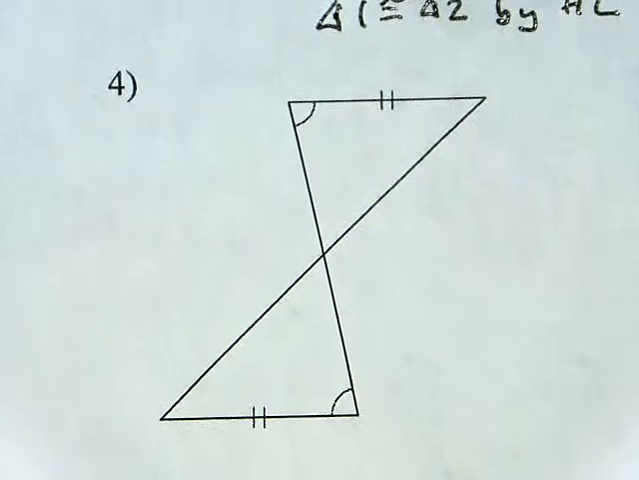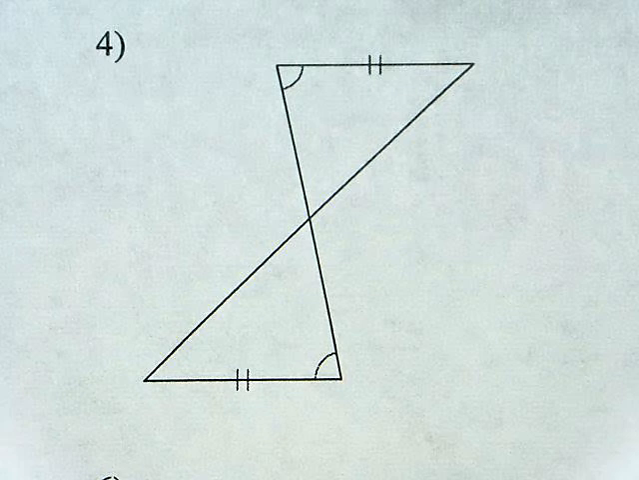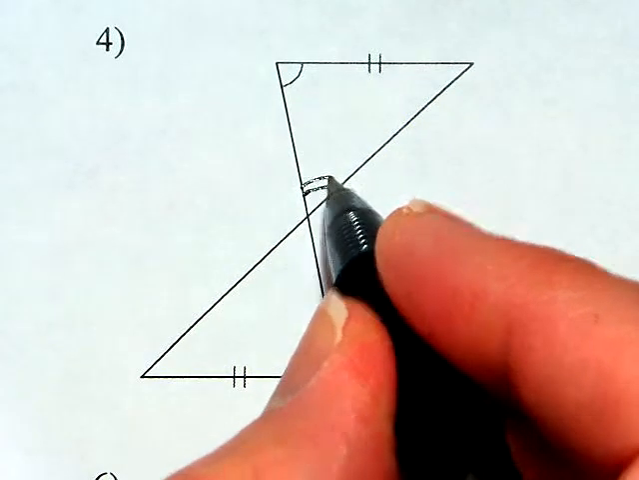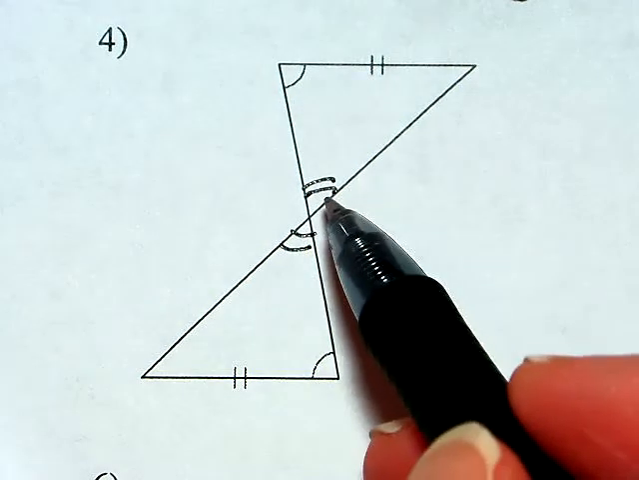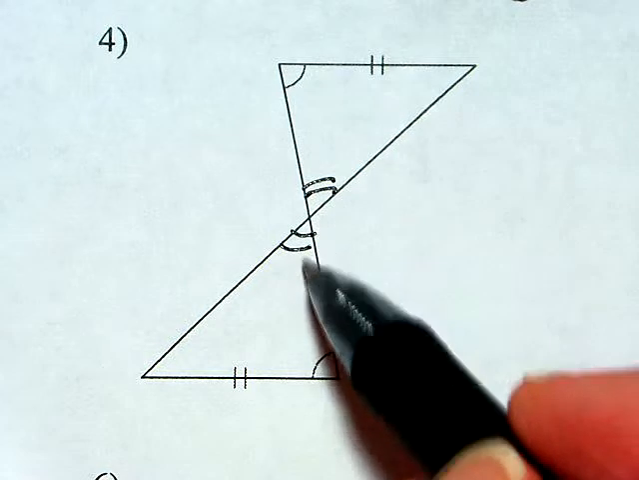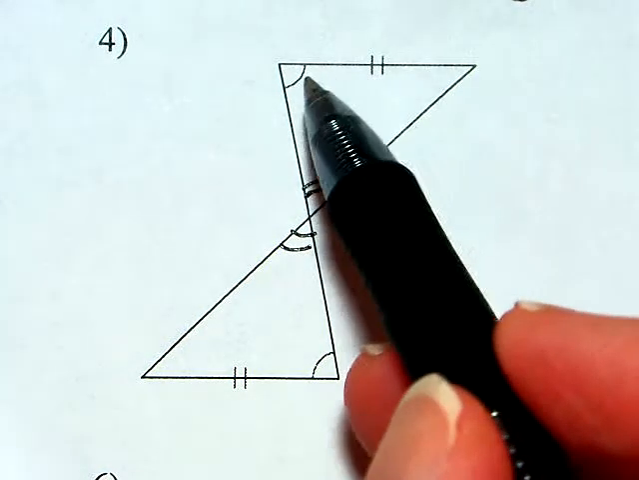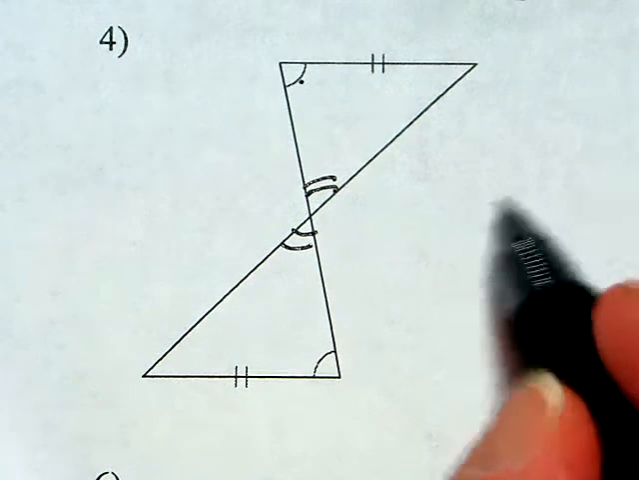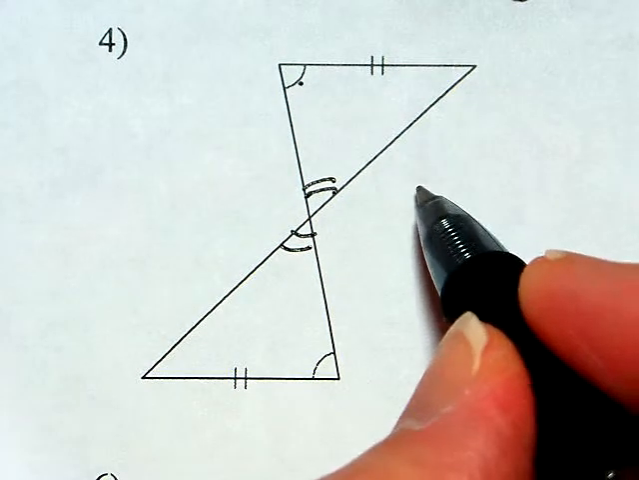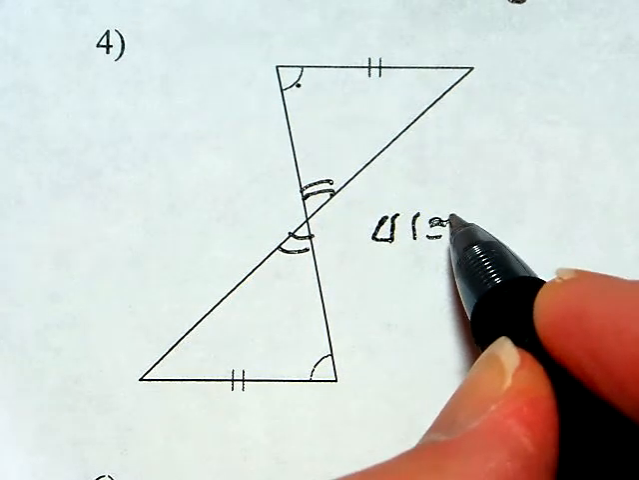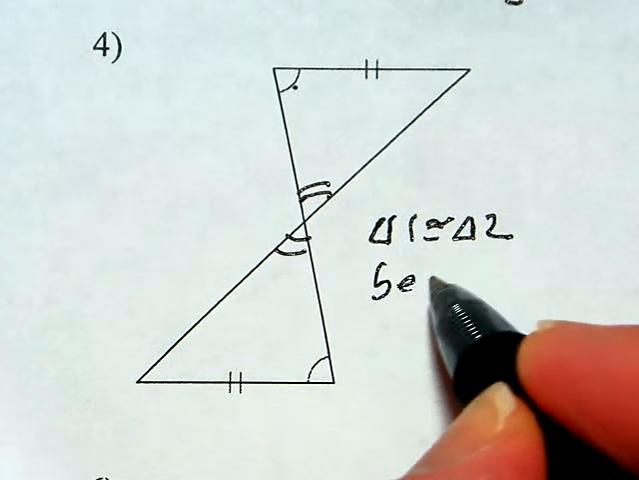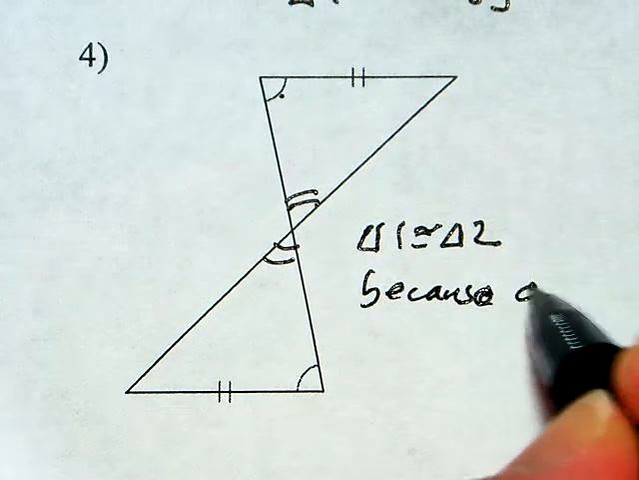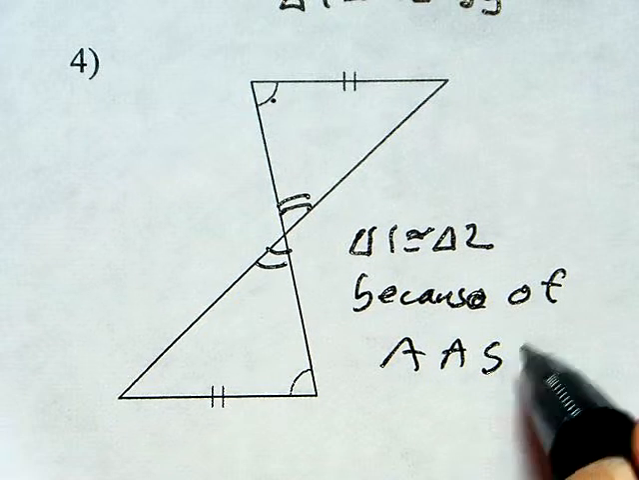Okay, let's look at the set of triangles number 4. Again, it's very similar, right? We've got vertical angles, and we've got angle, angle, side on the top, and angle, angle, side on the bottom. And you can see it's the same corresponding angle and side that are adjacent to each other, that are next to each other. So again, this is congruent. We can say triangle 1 is congruent to triangle 2 because of angle, angle, side. Let's go on to number 5.